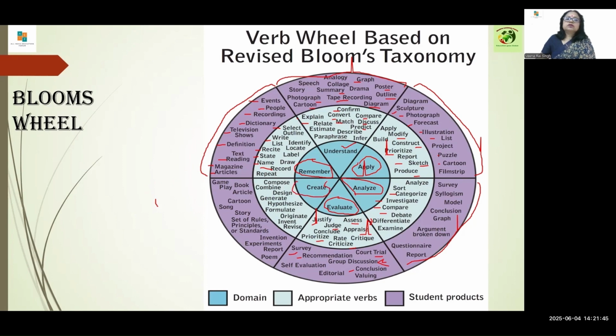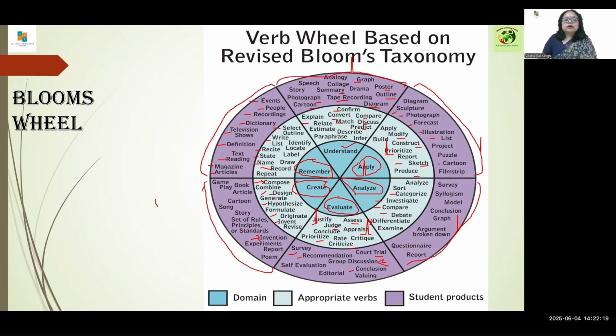Create, the topmost level, where the child is learning to innovate. So how do we get it? It is when we are taking up questions like compose, combine, design, generate, originate, invent, etc. And from where do the children get this? It can be with the help of some experiments, some story, some game, or an invention.